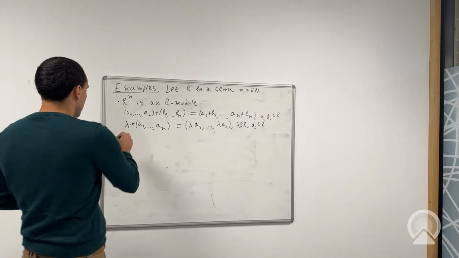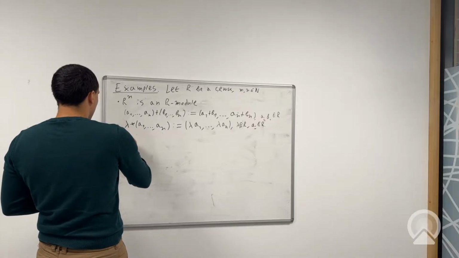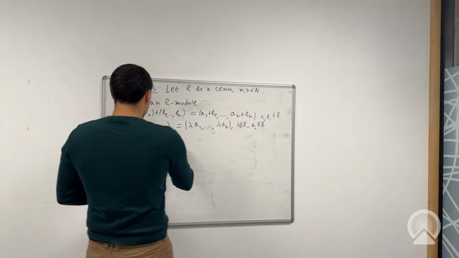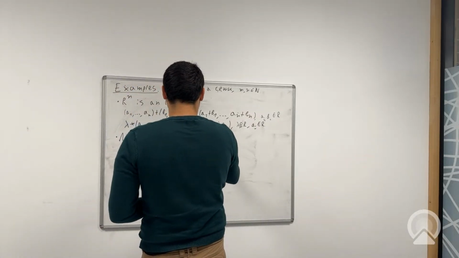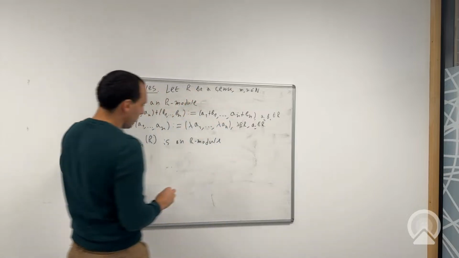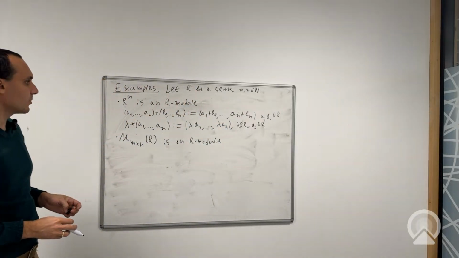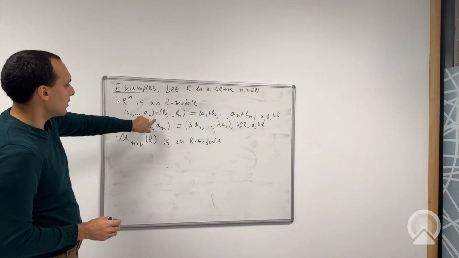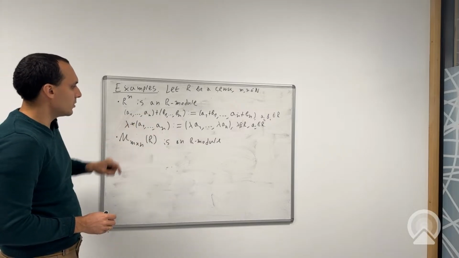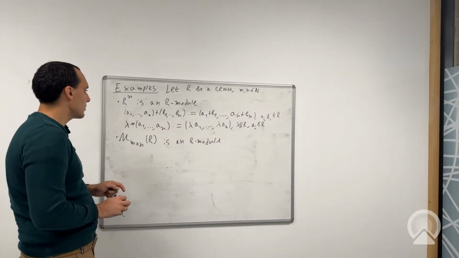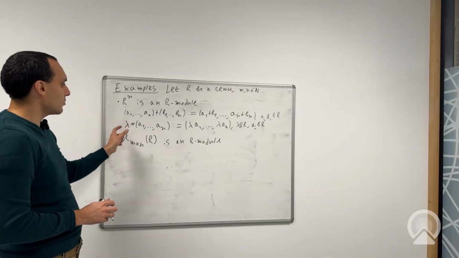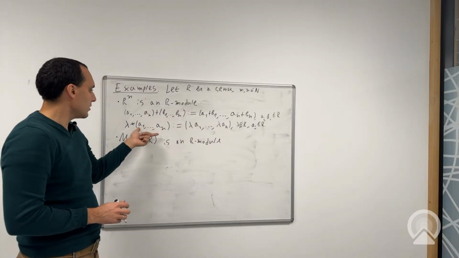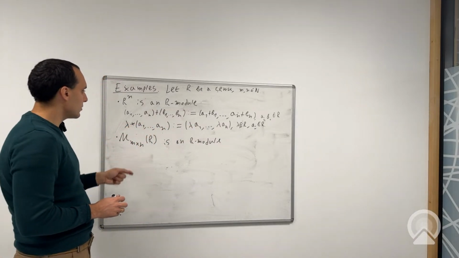We also have the space of matrices, M_{m,n}(R), which is an R module. I'm not going to check this, but anybody can check that. There are 4 axioms for addition, that it is an Abelian group, and 4 axioms for scalar multiplication: the associative rule, the 2 distributive rules, and that 1 multiplied by a vector equals the same vector.